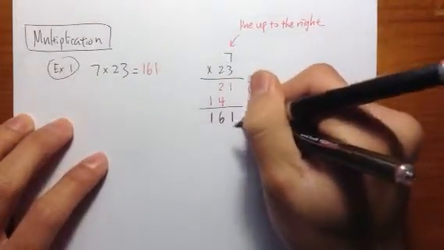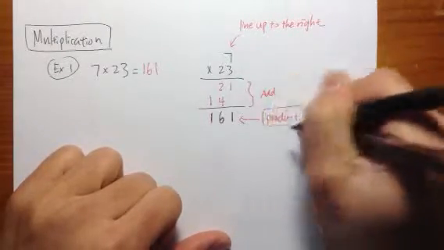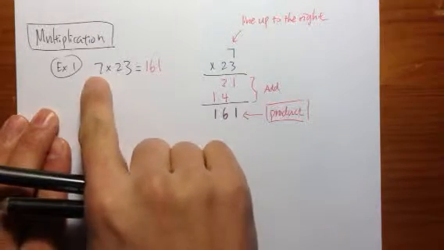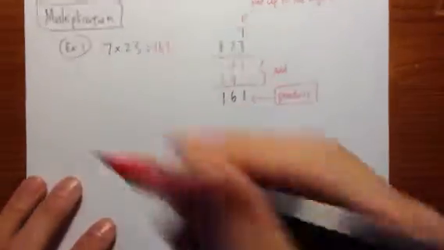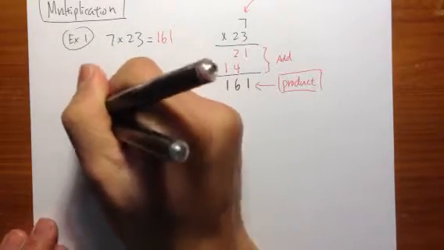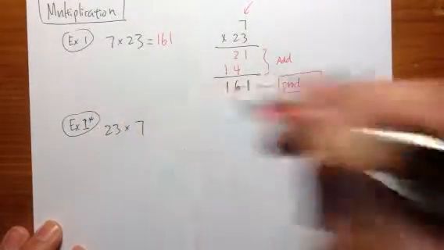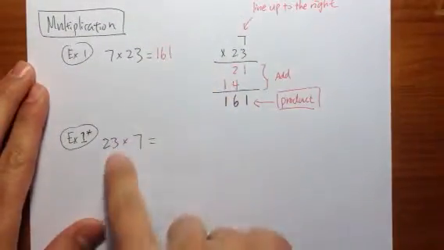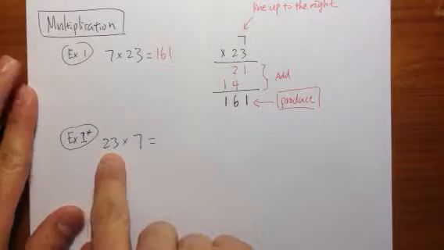Anyways, the answer to a multiplication question is called the product. So we can say 7 times 23, the product of 7 and 23 is 161. Okay? And let me talk about example number 1 with a star next to it. Let's say I want to do 23 times 7. So as you can see, that just refers to order, right? 7 times 23. And here, example 1 star is 23 times 7.